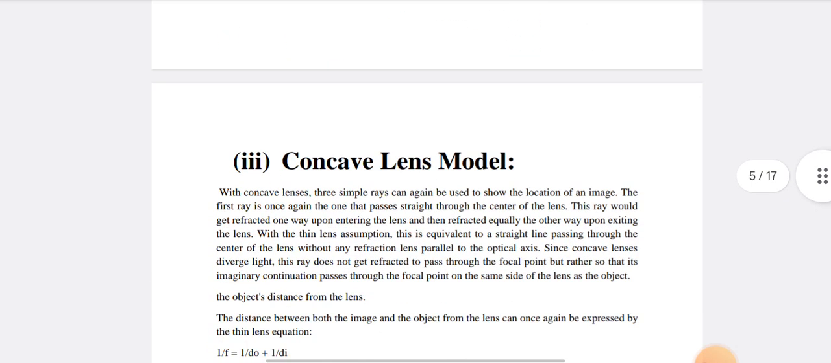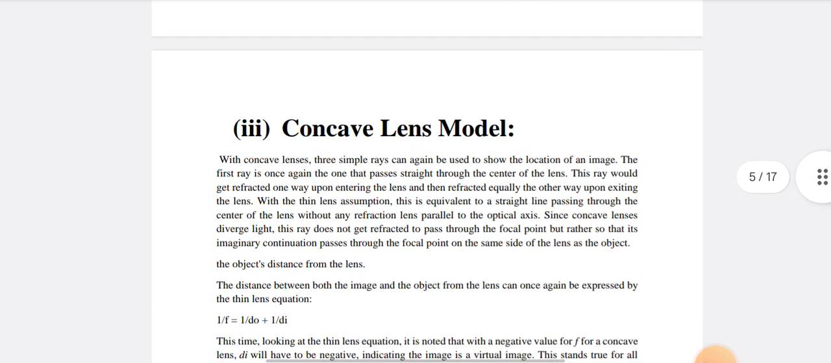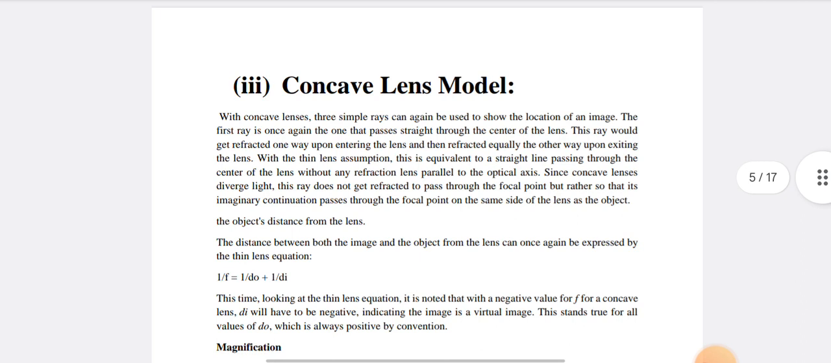Concave lens model. With concave lenses, three simple rays can again be used to show the location of an image. The first ray is once again the one that passes straight through the center of the lens. This ray would get refracted one way upon entering the lens and then refracted equally the other way upon exiting the lens. With the thin lens assumption, this is equivalent to a straight line passing through the center of the lens without any refraction. The second ray is parallel to the optical axis.